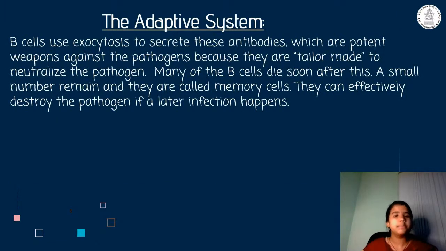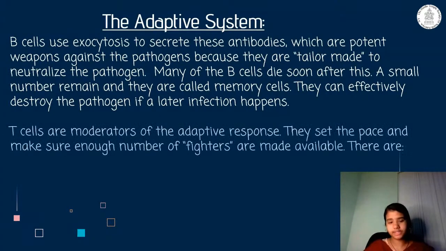Moving on, B cells use exocytosis to secrete these antibodies, which are potent weapons against the pathogens because they are tailor-made to neutralize the pathogen. Many of the B cells die soon after this. A small number remain, and they are called memory cells. They can effectively destroy the pathogen if a later infection happens.